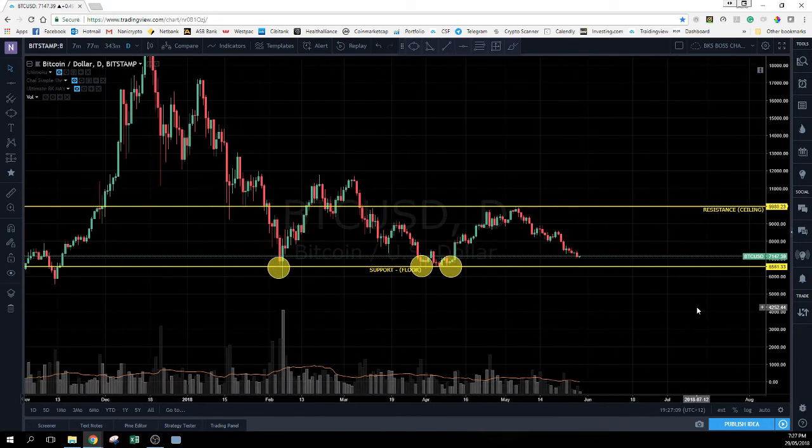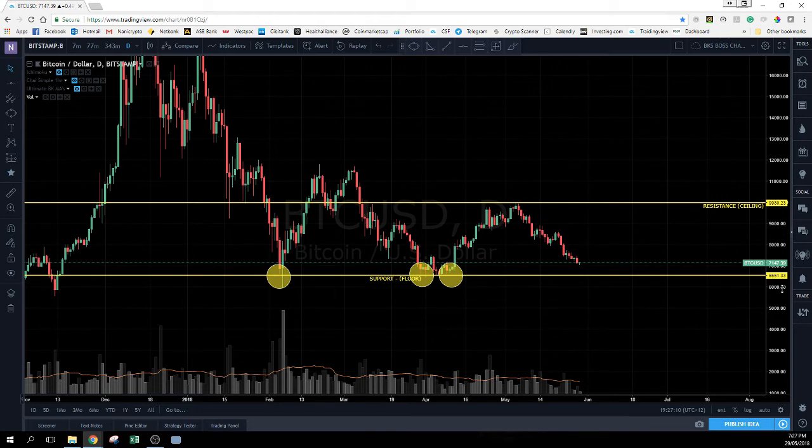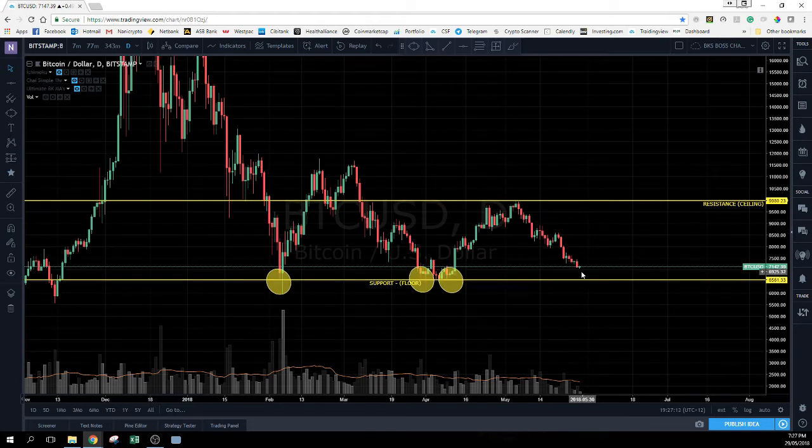So Bitcoin's currently sitting at about 7,147. So in theory, we could say we are waiting for another touch somewhere down there for it to bounce off again.